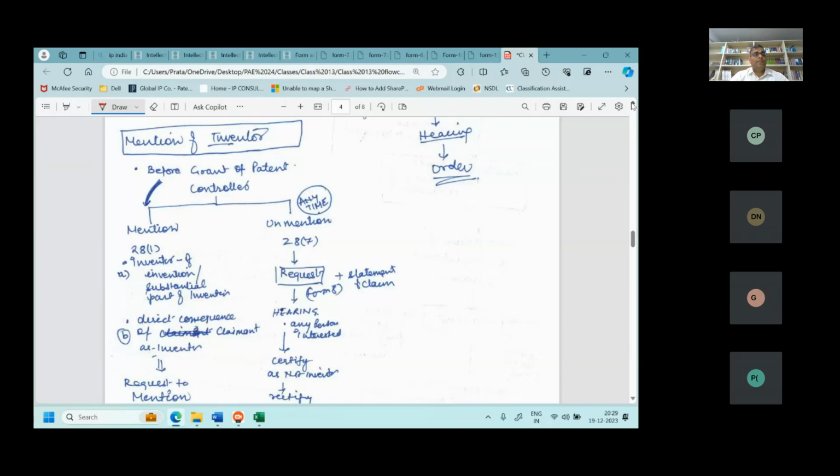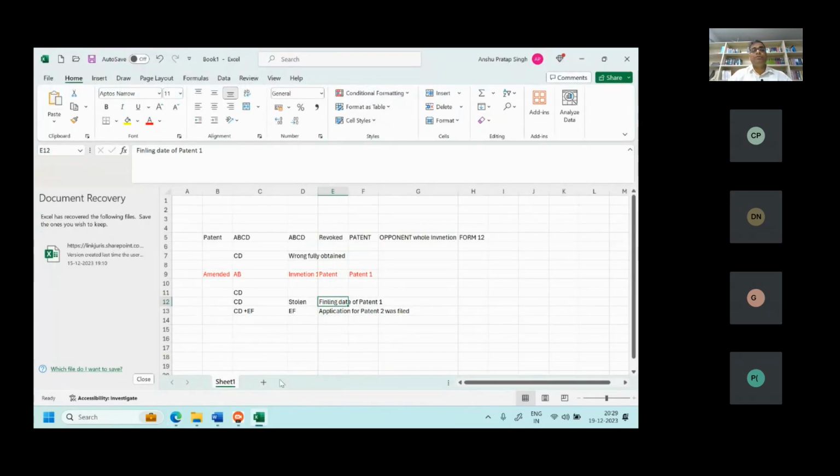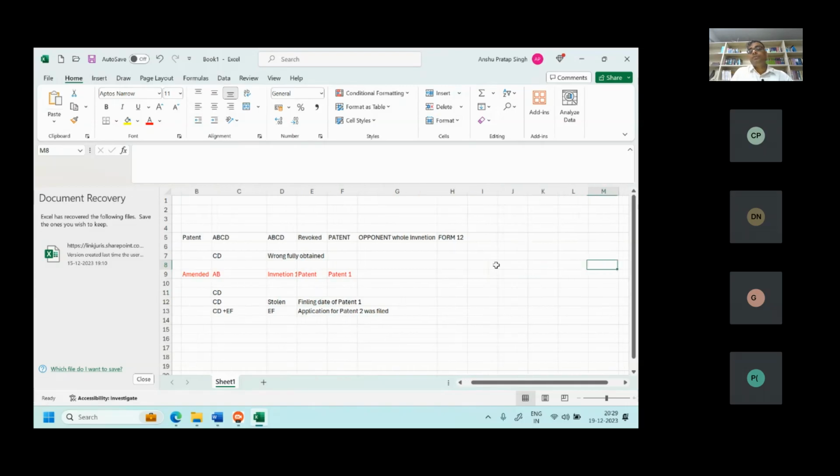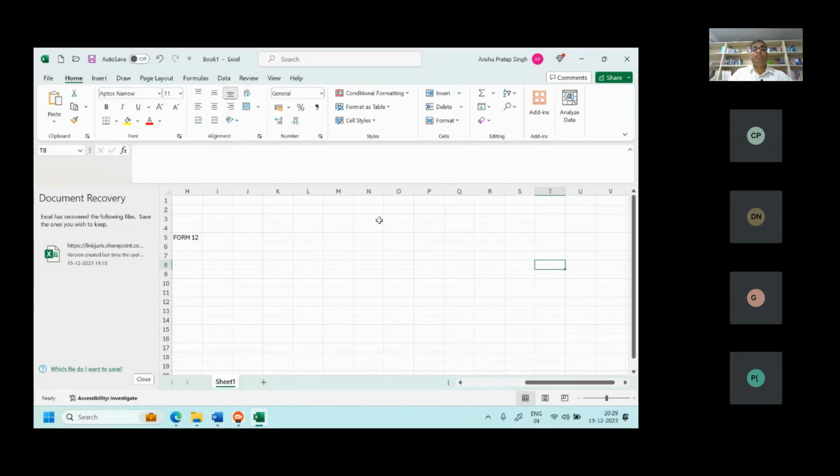Then what is happening here? Again, I will go to the Excel sheet so that you can understand better. Let's understand how many scenarios there can be. A true and first inventor, we missed him in a good way. We never wanted to miss him. We later remember that he is also an inventor. We got to know and we wanted to mention him.